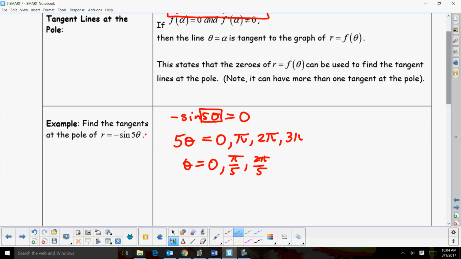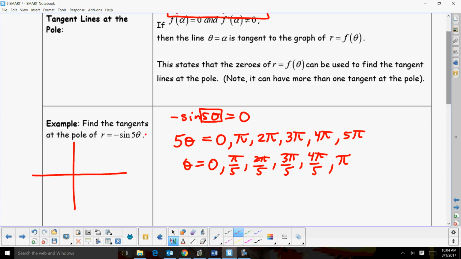3 pi would be the next one. So 3 pi over 5. 4 pi would be the next one. So 4 pi over 5. And then 5 pi would be the next one, which is actually going to be pi. And pi and 0 are the same line, if I'm thinking of a line. So if I face 0 and pi, it's the same line. So these guys start to not be unique anymore.